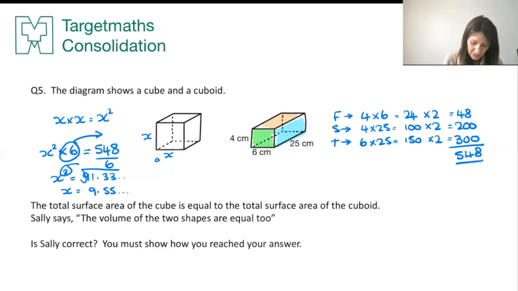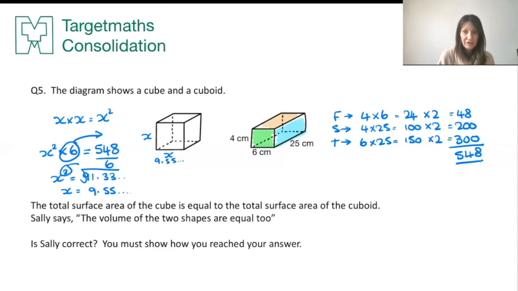It's 9.55 and on it goes. And remember, we shouldn't be rounding halfway through. So we've got this horrible looking number that we have to work with now. So let's just stay with the cuboid because we've got that number sitting on the display and we can start thinking about the volume. We know how to find volume.